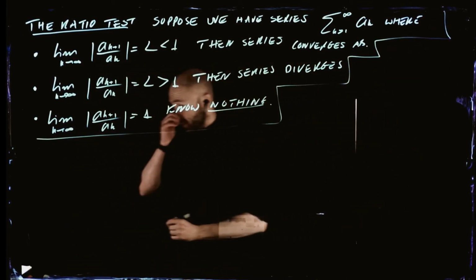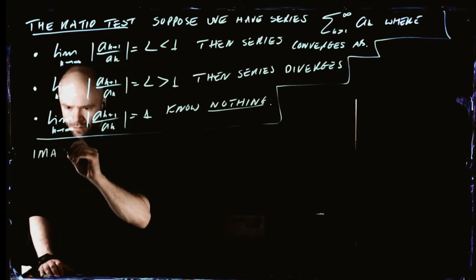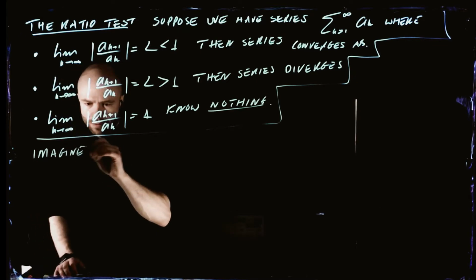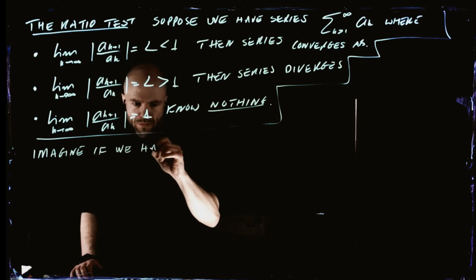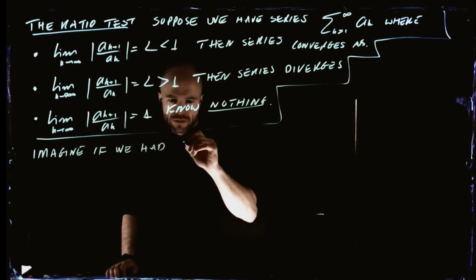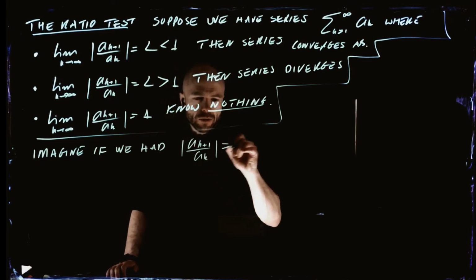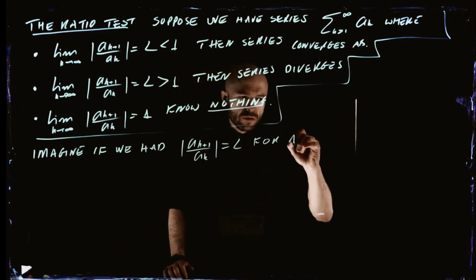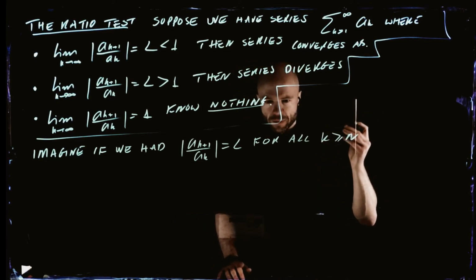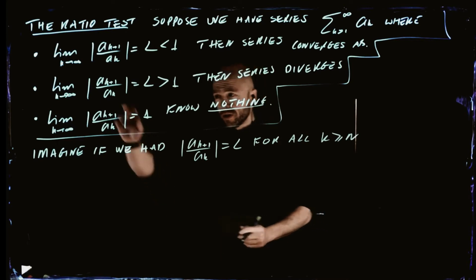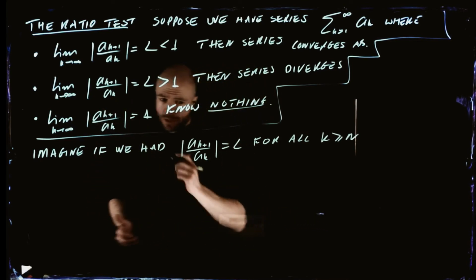What is this about? Imagine if we had that the absolute value of a_{k+1} over a_k was actually equal to L for all k bigger than some particular number. Suppose we had that, which is stronger than this, of course, but let's imagine it and see what happens as a consequence of that. Then what would we have?